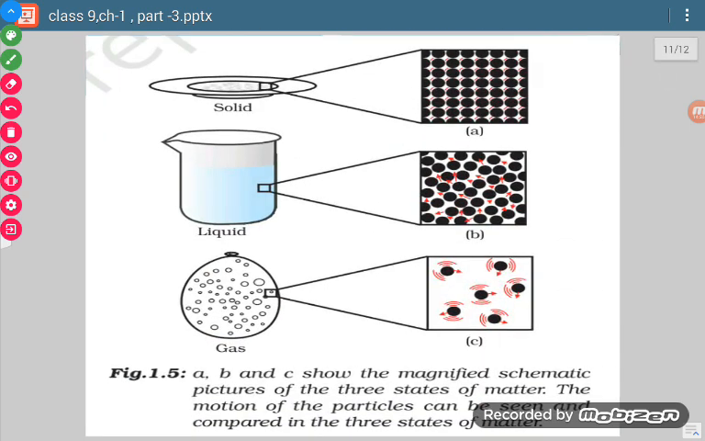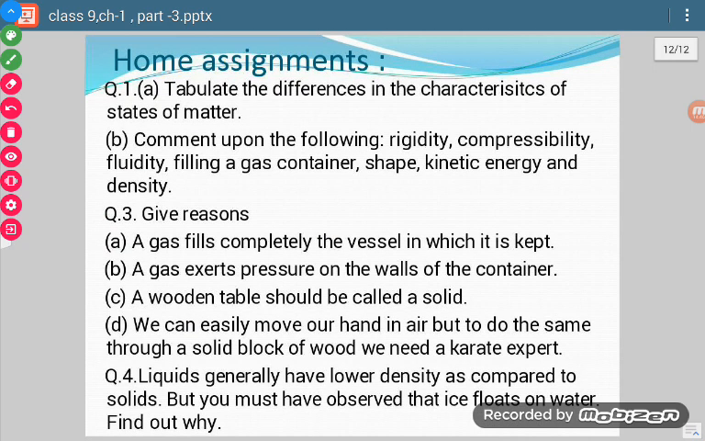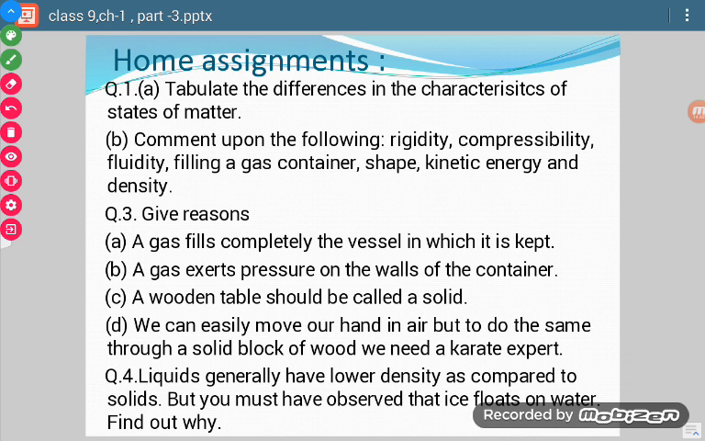Now see, in this diagram you can compare the positions of molecules. This is solid where they are at fixed positions. This is liquid where they can oscillate, they can move a little bit, and in case of gas there is free movement of molecules. Now whatever we have discussed, on the basis of this, these home assignments are to be solved. You can solve these assignments easily because all these things we have discussed now. Okay.